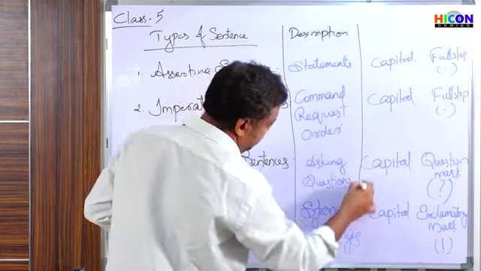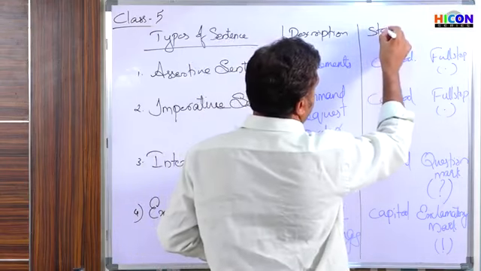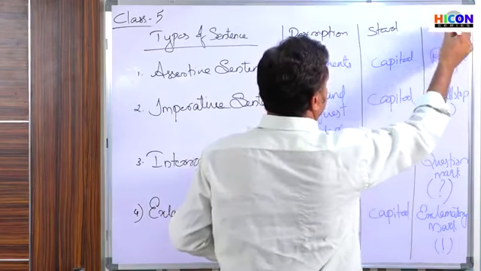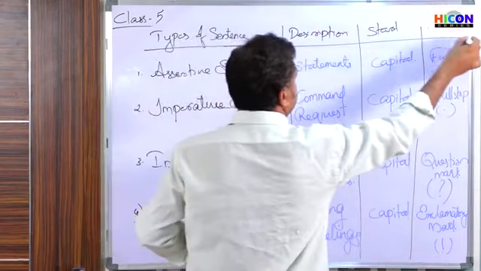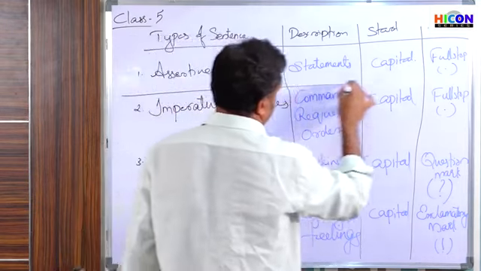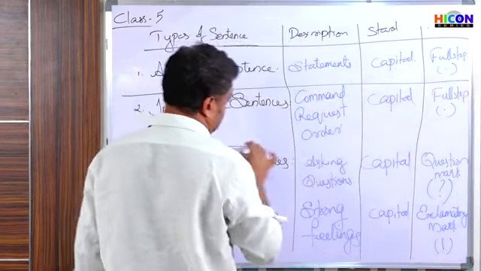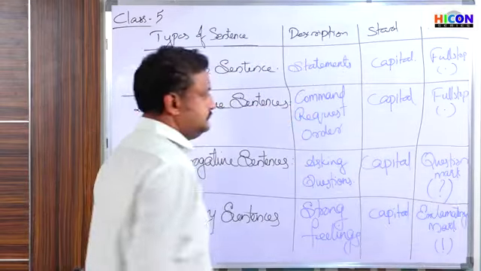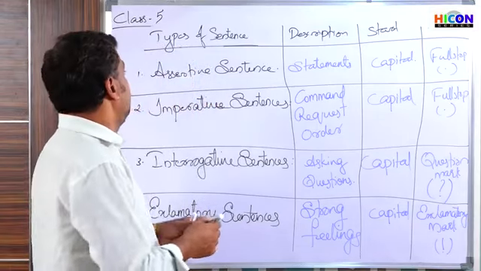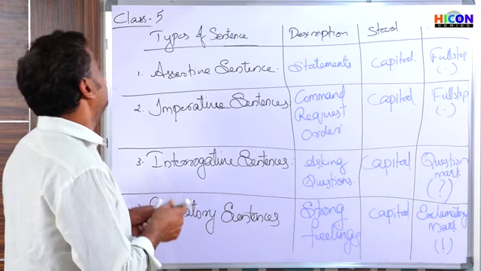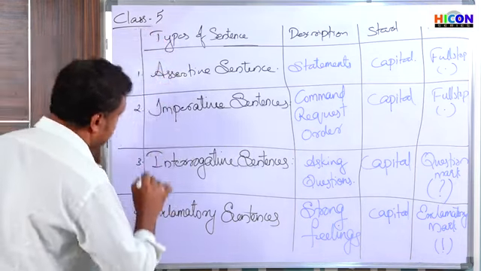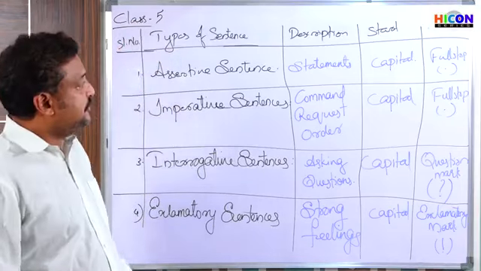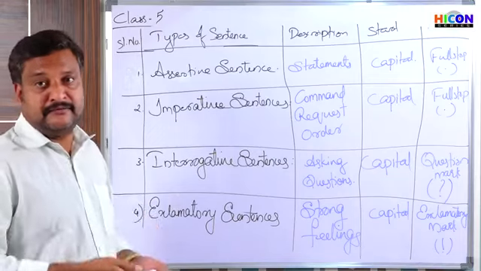Description means what do they express? Start. This is the end. Clear? Yes. So the first type of sentence is an assertive sentence. That is statements. They start with a capital letter and end with a full stop.